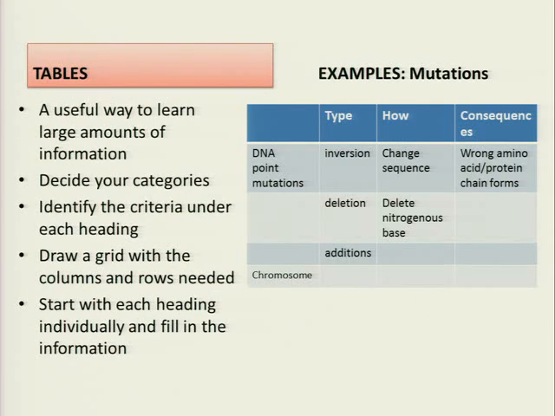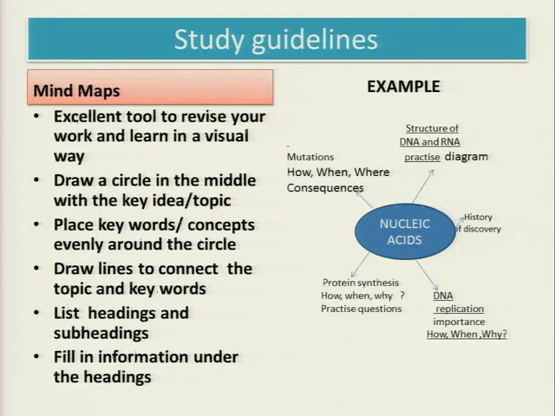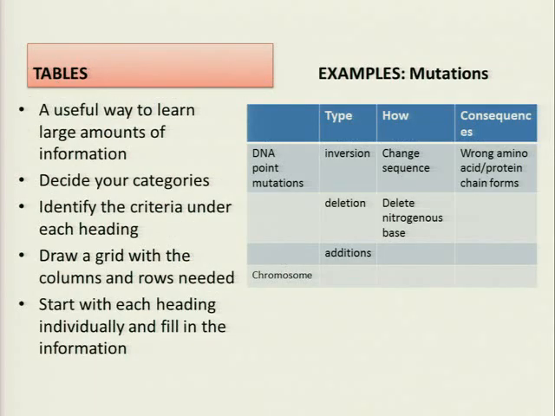These are just examples. Sometimes when you want to study mutations, other learners might not use the mind map. They sometimes use tables. When you are using a table, you can use it in this way. You point out DNA point mutation. And then in that table, the first thing that you have to ask yourself is the type, how it happens, and the consequence.